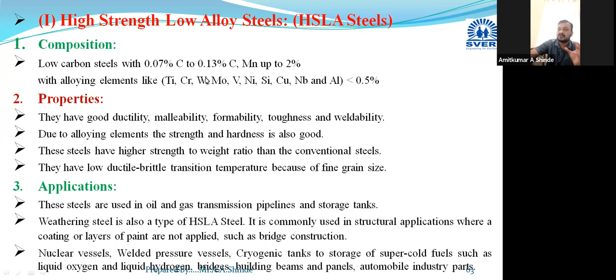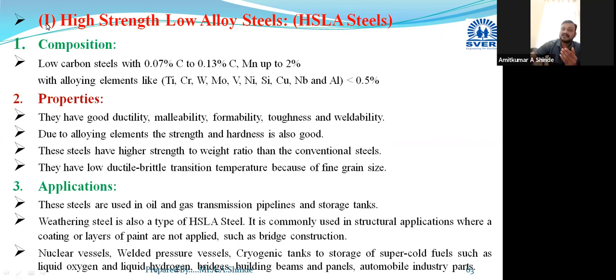Okay, these will be very soft, malleable and ductile, and due to this nature or these properties, you can easily do machining operations, welding operations, or different forming operations. Their machinability, weldability, and formability are very good, because they are very soft, malleable and ductile in nature.